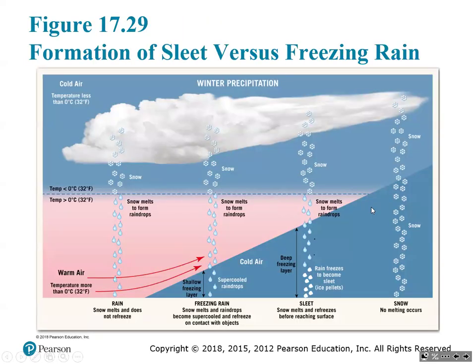So if this is the cutoff where it's warm enough, snow falls down, the snow melts to form raindrops. Here the snow melts to form raindrops, then it hits a shallow freezing layer, and those raindrops get supercooled, and they'll freeze on contact. Here the snow melts to form raindrops, and it hits a deep freezing layer, and so there's enough time for it to become little ice pellets, and this is sleet. And then lastly, we just have snow, where no melting occurs.